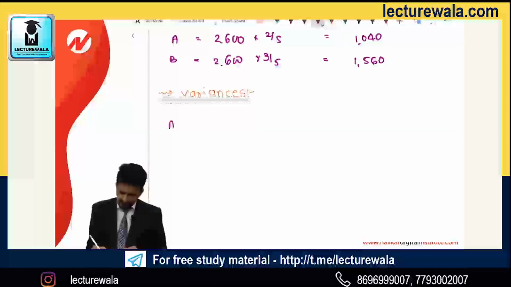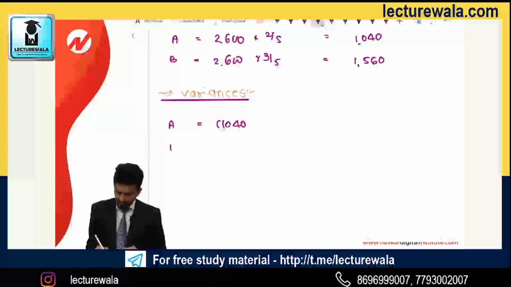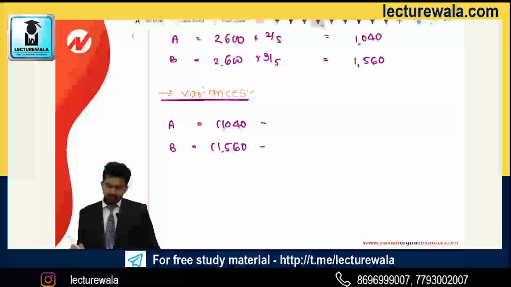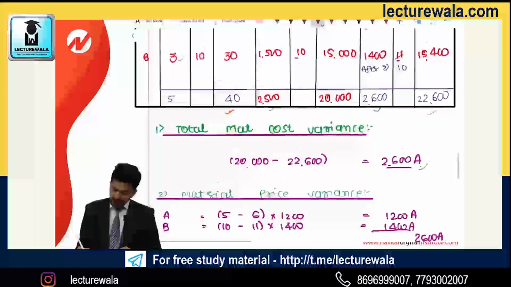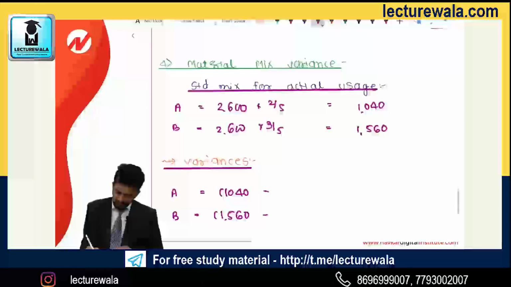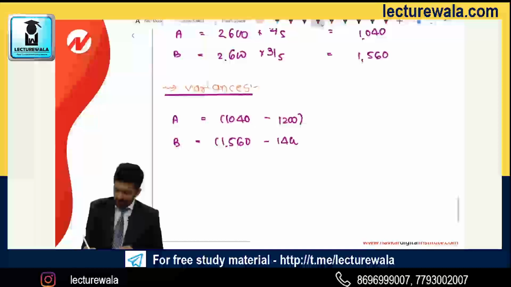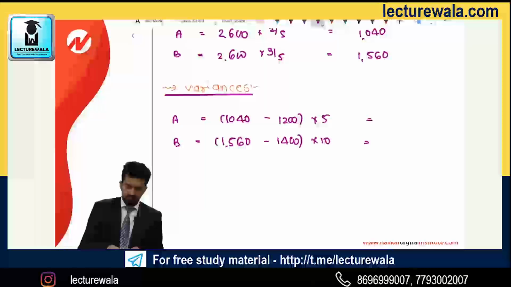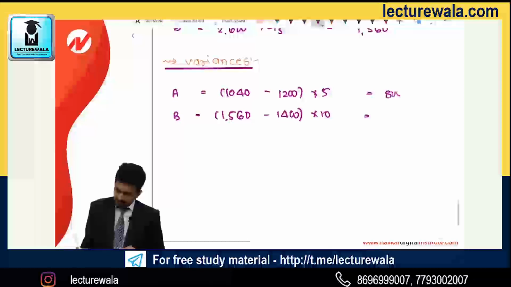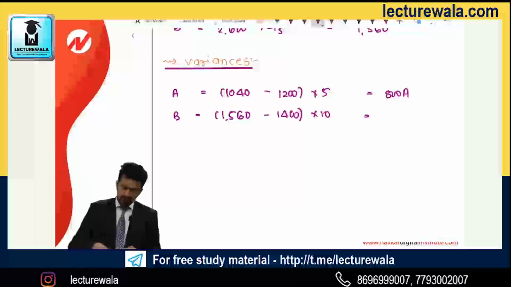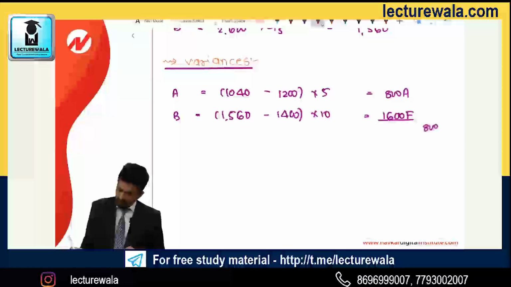Now we will say, in standard mix, I should have used 1040 quantities of A and 1560 quantities of B. And how much did I actually use? 1200 and 1400, multiplied by standard price 5 and 10. So 1040 minus 1200 into 5, this is 800 favorable. And here we get 1560 minus 1400 into 10, so I should have got 1600 adverse. And here I am getting 800 favorable.